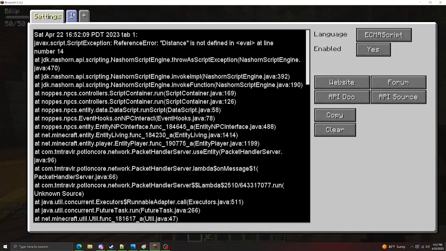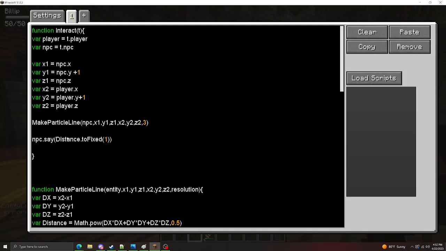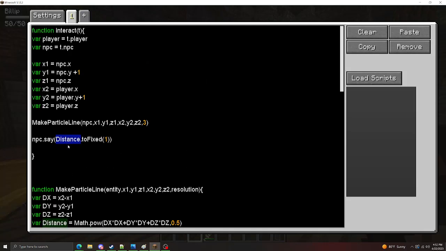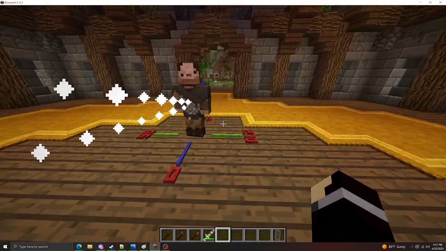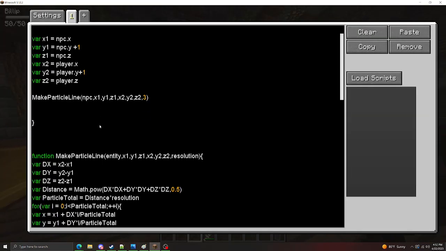Okay, you're erroring again. Distance is not defined. Oh, that's right. So we're having the NPC say the distance, but the distance, we're handling that down here in this function now. The interact function no longer knows what it is, but that's fine because we don't need it anymore. So there we go. Now we have the make particle line function, drawing particle lines in function form here.